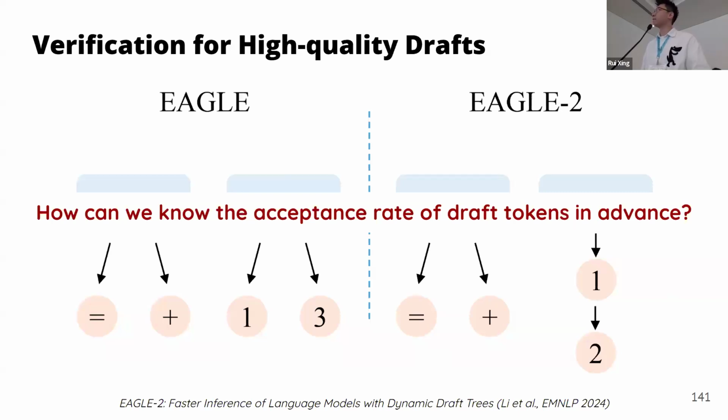Okay, so here is another research question. How can we know the acceptance rate of draft tokens in advance, right? Because during the inference process, we do not know which draft tokens will have a high possibility to be accepted by the verifier model, the original large language model. How can we estimate the acceptance rate of draft tokens in advance? Or in other words, how can we estimate the value of draft tokens so that we can put more effort on the high value draft tokens?